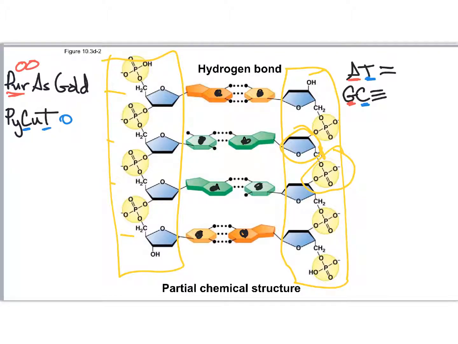Okay, so we can go back over to this structure and we can say, okay, 1, 2, 3 bonds. So that's a GC pair. The single ring is a C, so this will be a C. The double ring, right? So that's the G. Let's see, here's a 1, 2 pair, so that's an AT pair. Our single ring is a T. Our double ring is going to be an A.